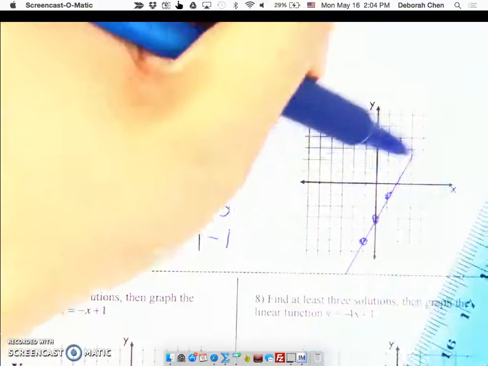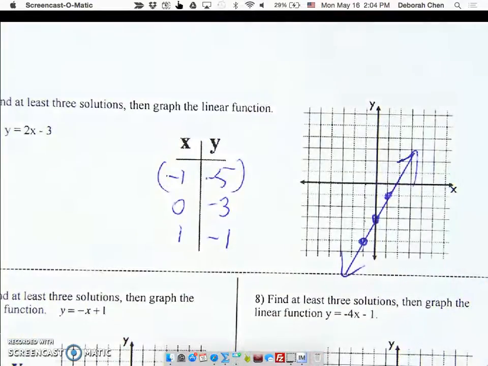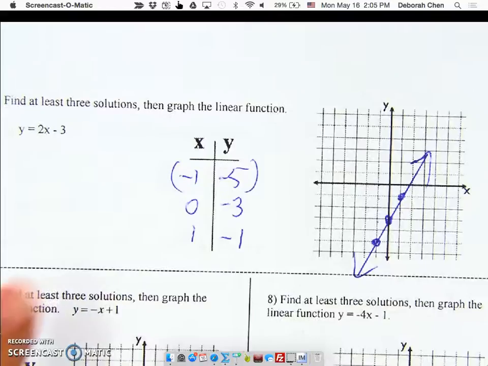This line represents every single solution that I can plug into this equation to make a true statement, meaning those are all solutions. Alrighty? Go ahead and do number 7 and 8 on your own.